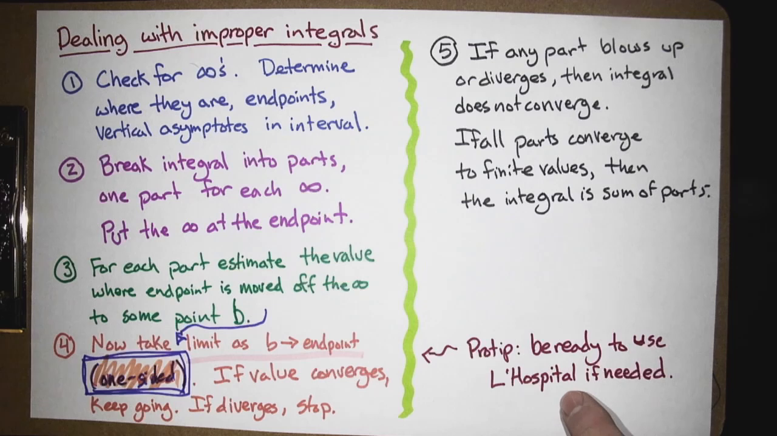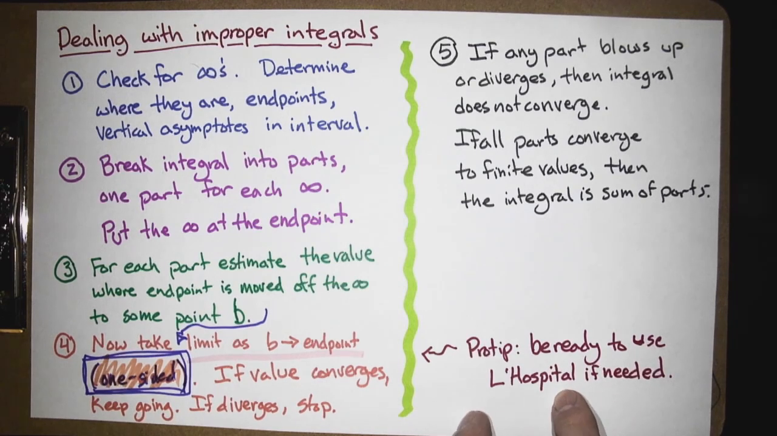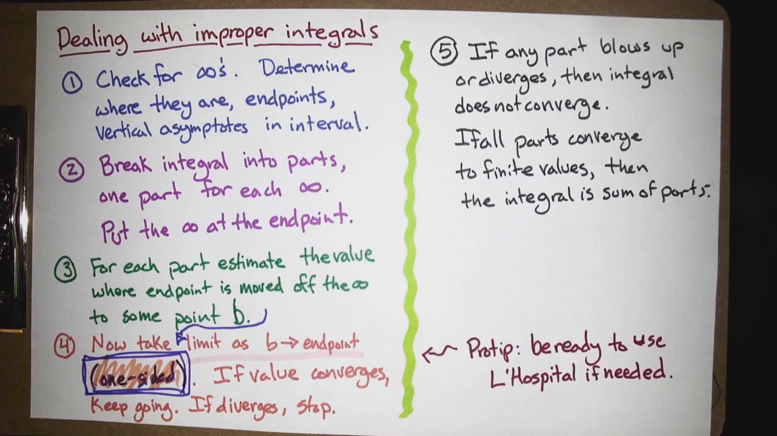And as we mentioned before, l'hôpital can come into play when you're dealing with limits because you might have things where you have 0 over 0 or infinity over infinity. All right, so that's our idea. Break into parts, handle each part separately, put it back together. It's not that bad. Any questions?